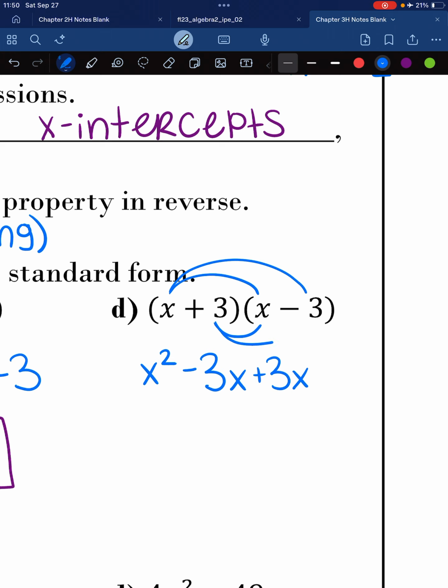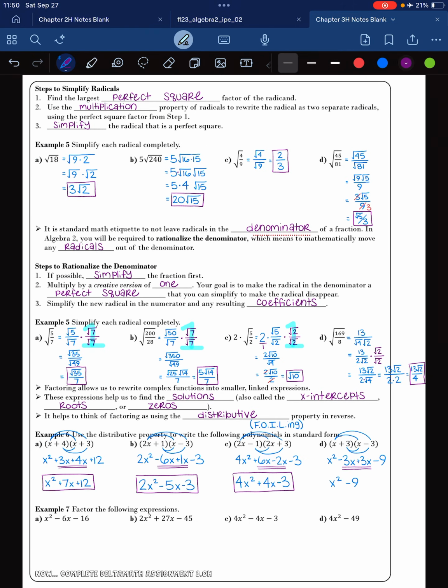Ooh, this one's interesting, because it sure looks like these two terms are going to go away. They're going to disappear there. All right. Oh, I forgot to box that answer in. Okay, so there's my distribution. And every single one, I ended up with two like terms that I combined. And that came from the inner multiplication and that outer multiplication in the foiling acronym.